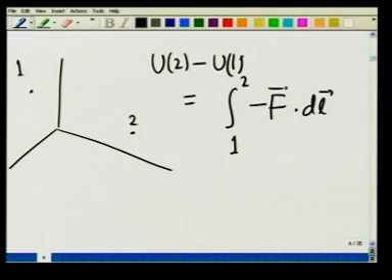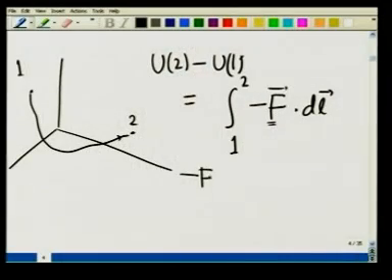Imagine I am bringing the body from 1 to 2, holding it in my hand such that I keep it in equilibrium or semi-equilibrium, because I am allowing it to be moved by the force in which it is moving. But I apply sufficient force almost equal to F so that it moves almost in equilibrium. Then minus F is going to be the force applied by us.